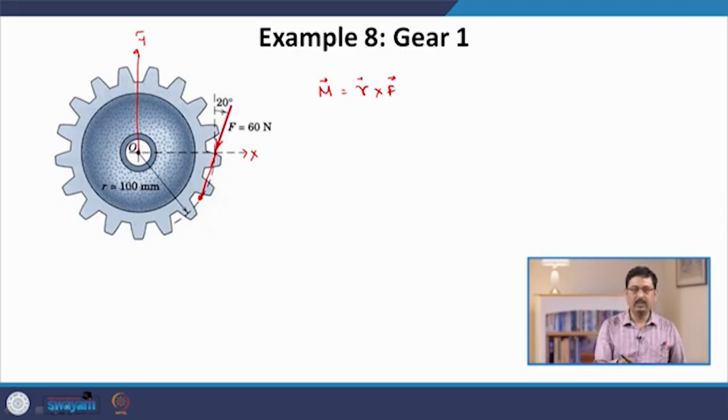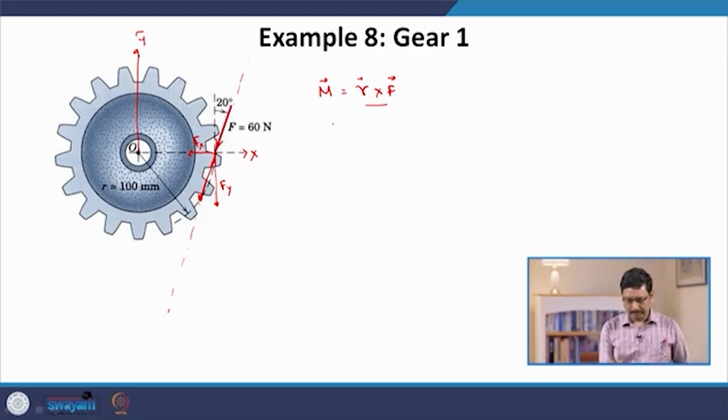We are shifting the force along the line of action, and this does not change the cross product value. So, it does not change the torque. This is what we mean by the principle of transmissibility. Then we can see that if we resolve the force along x and y direction, this is going to be the y component and this is going to be the x component of the force.